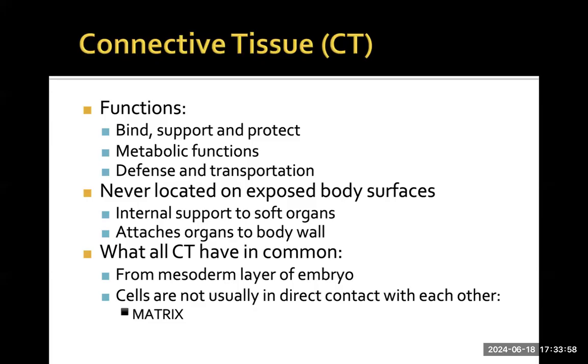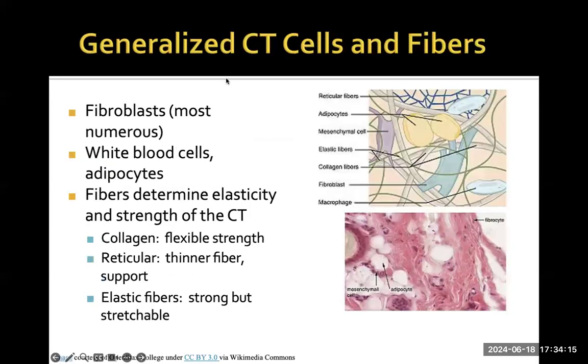There are lots of different types of connective tissue, which we'll talk about in just a second, but what they all have in common is where they came from. They come from the mesoderm layer of an embryo, and the cells are not usually in direct contact with each other; they have some sort of ground matrix. In generalized connective tissue, we have cells and fibers. We can talk about fibroblasts, which are a specific type of cell that helps form a network of fibers. Those ones are really common.